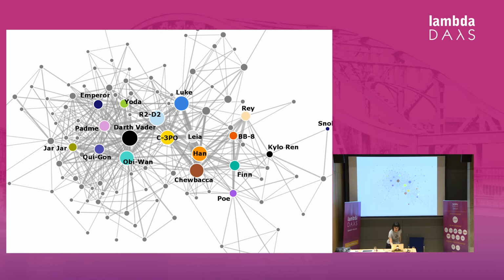So you can see that the new one didn't follow the trend from the original episode, from the prequels, because there are just so many characters. So for example, this black node is Darth Vader, and this is C-3PO, etc. So you can go online and play with this.